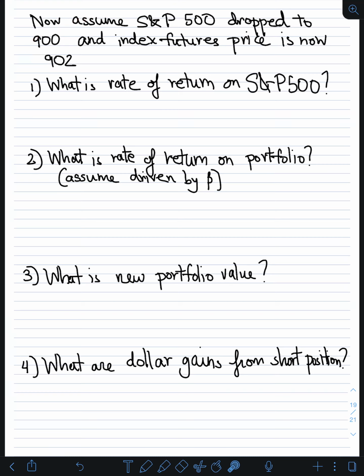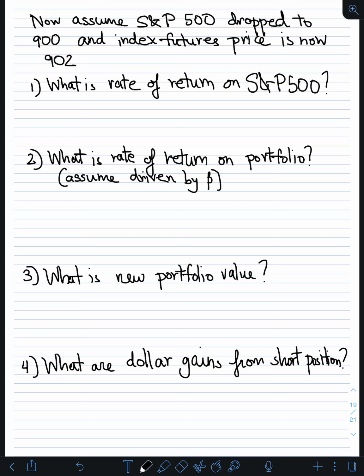So the first question is, what is the rate of return on the S&P 500? The goal is to find out what our portfolio value changed to, how much we lost in the portfolio value, then look at how much we gained using our futures position, then compare the two. When we compare the two, we're going to find out what our overall portfolio value is after. If they're very similar to each other, then we know that our hedge worked. So these 5 steps are guiding us to that final answer.